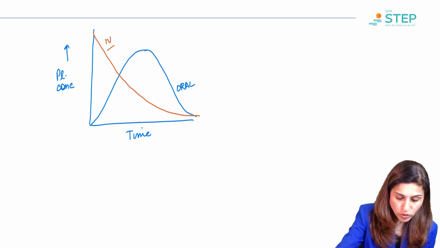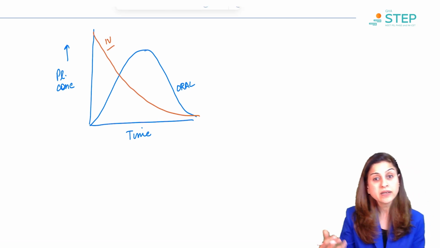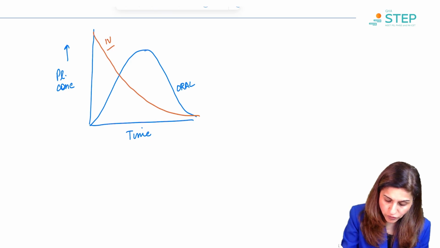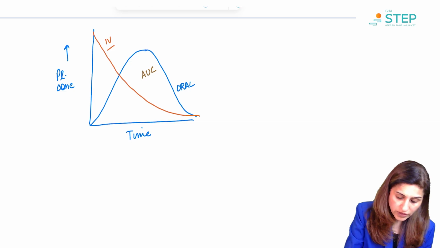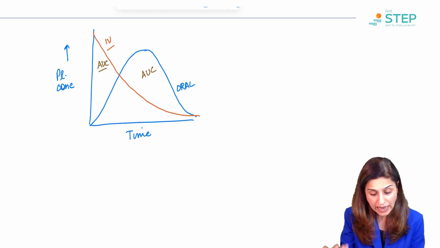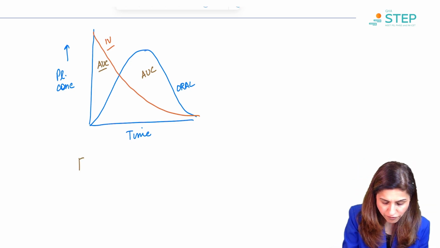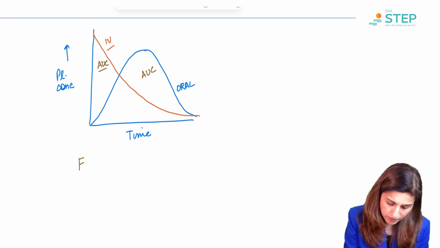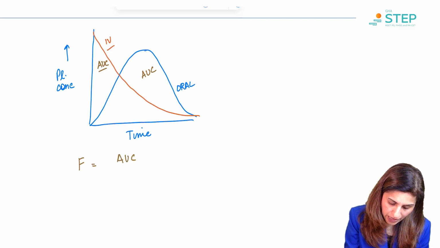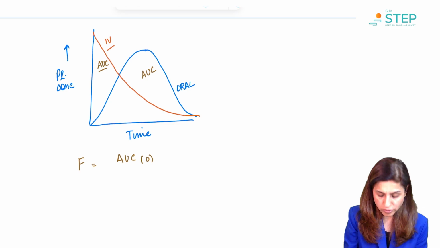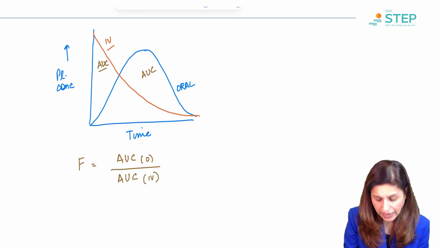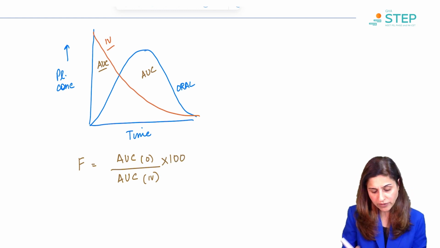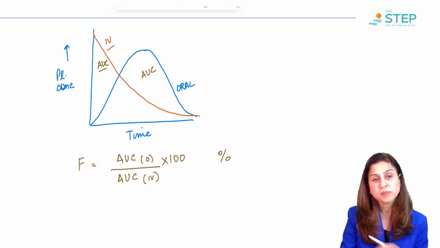Now when we have to calculate the area under the curve or the bioavailability, how do we do it? We calculate the area under the curve by the oral route, and we calculate the area under the curve by the IV route. The formula: F represents bioavailability, and it is equal to area under the curve by the oral route divided by area under the curve by the IV route, and in percentage you can multiply it by 100. Whatever answer you get will be in percentage.